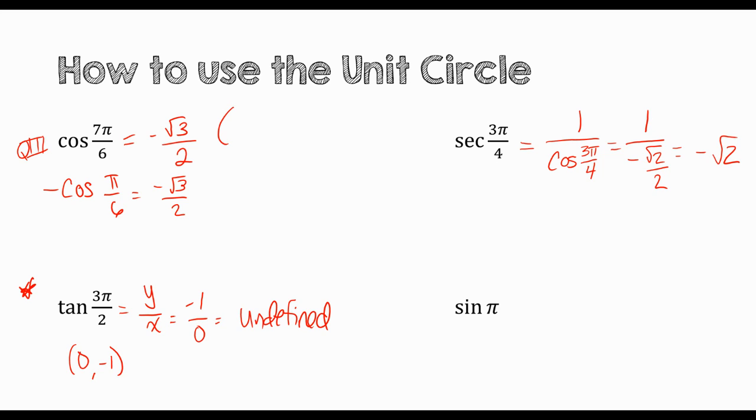I'll just put the points here, even though I went back and referenced it. This was the point negative root 3 over 2, negative 1/2. And 3 pi over 4 was negative root 2 over 2, root 2 over 2. For sine, again, that is a quadrantal angle. Pi is at negative 1, 0. Sine is your y value, so this is going to be 0.